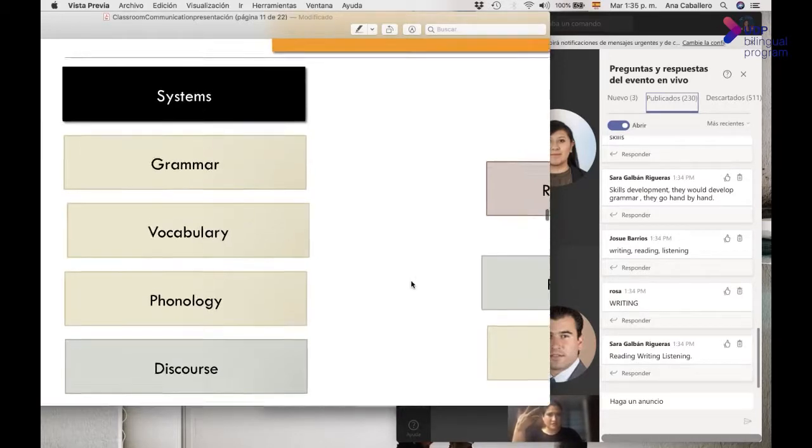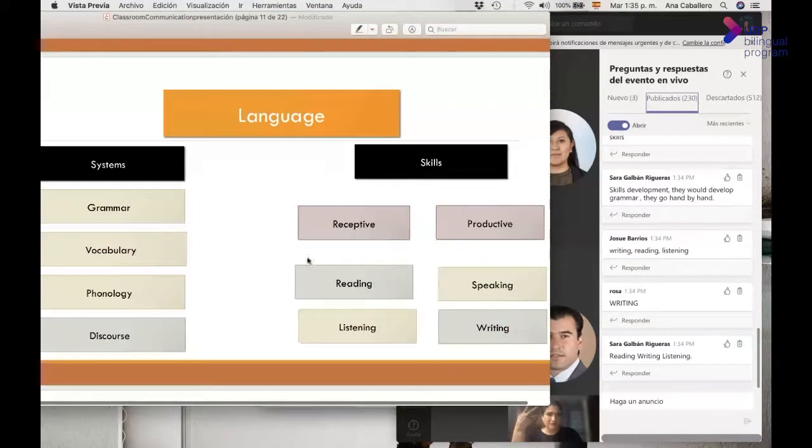And when we talk about skills, we talk about two different types, receptive and productive. And then again, they go hand in hand. We have the receptive skills, which are reading and listening, yay, as you said, and productive skills, speaking and writing. So they are not apart. We need the systems to support the skills and the other way around.